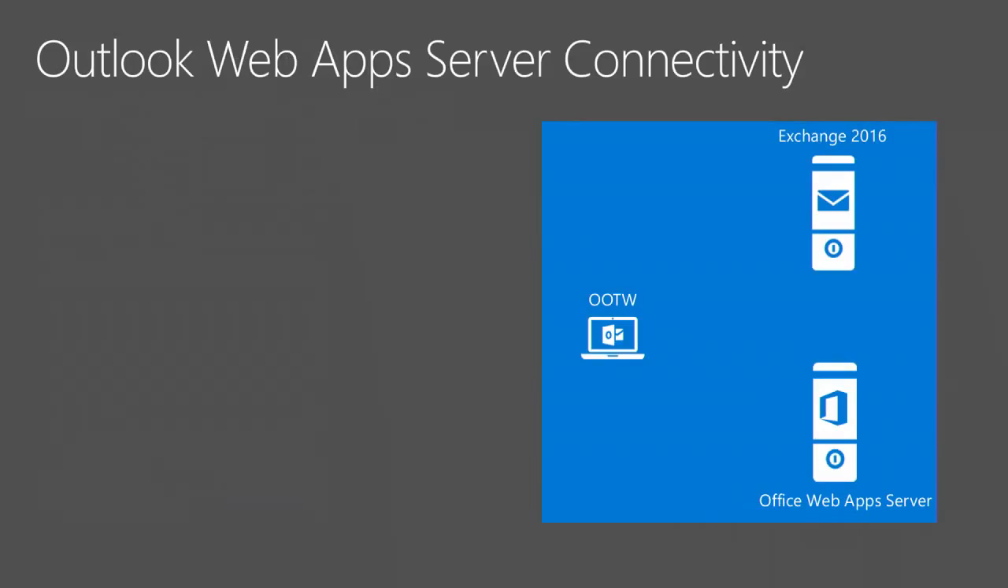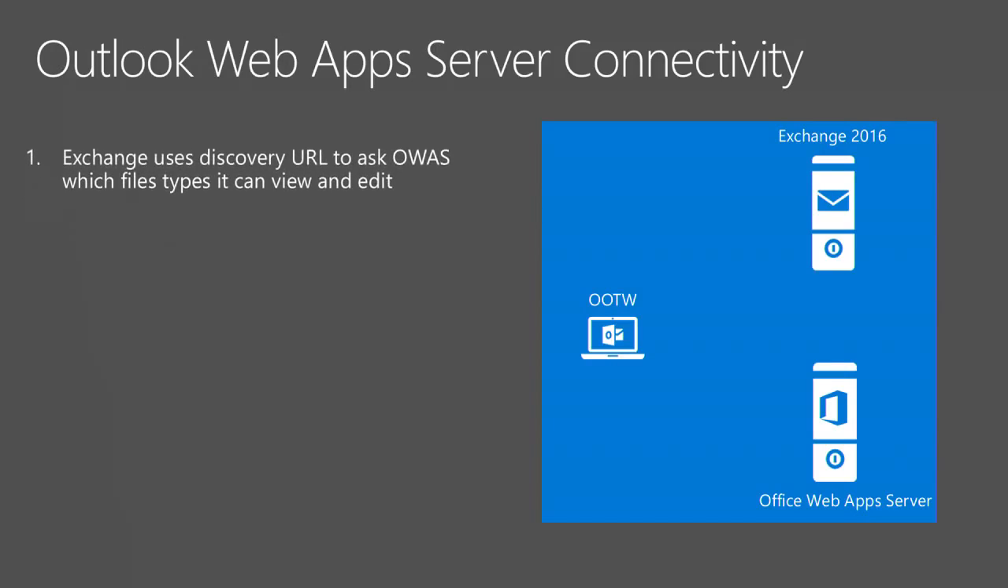All right, so let's talk about how Outlook on the web, again, formerly Outlook Web App, works with the Office Web App Server. So what we have here is Outlook on the web, Exchange 2016, and the Office Web App Server. I mentioned WAC Discovery. There's a WAC Discovery URL that you'll configure for Exchange. Once configured, Exchange will use that URL to send the WAC Discovery request over to the Office Web App Server.